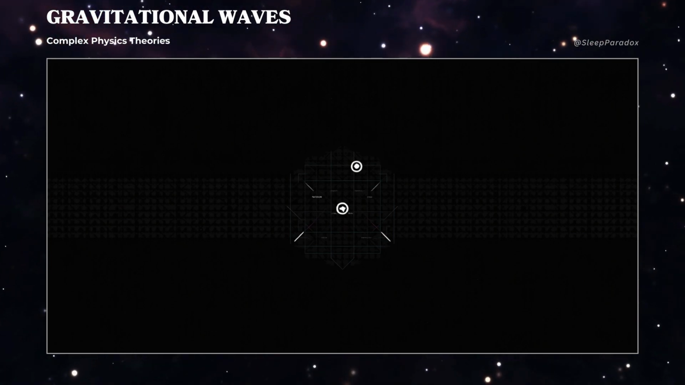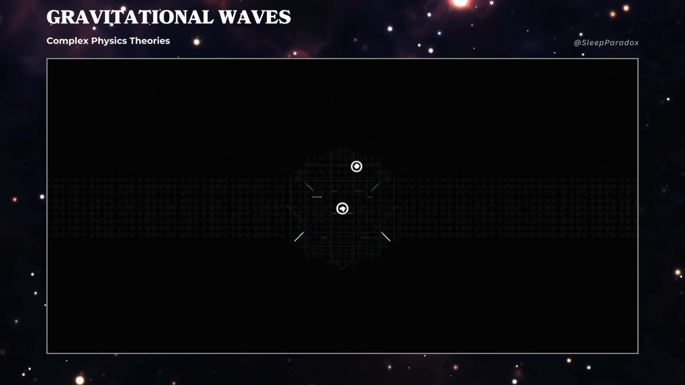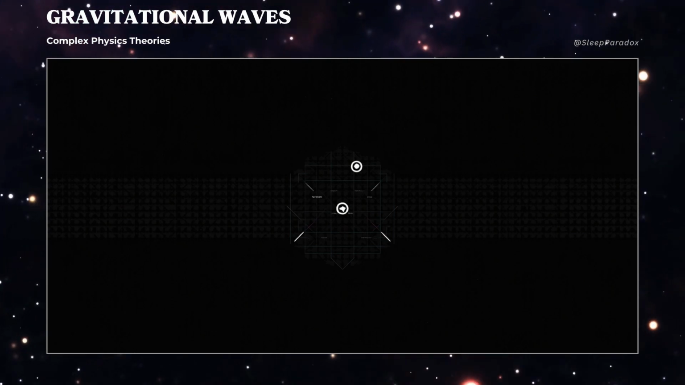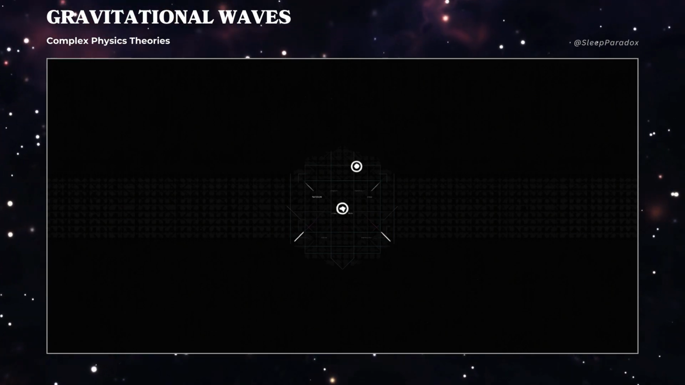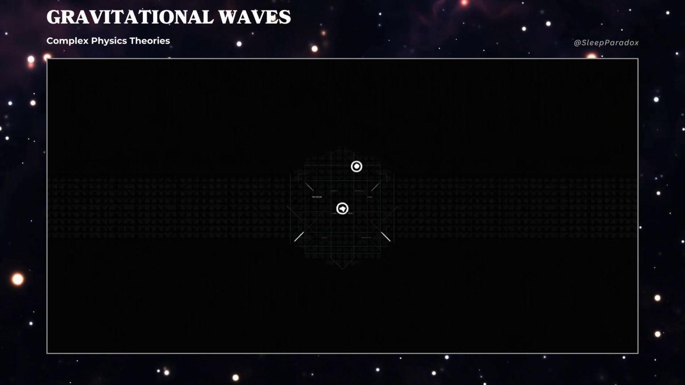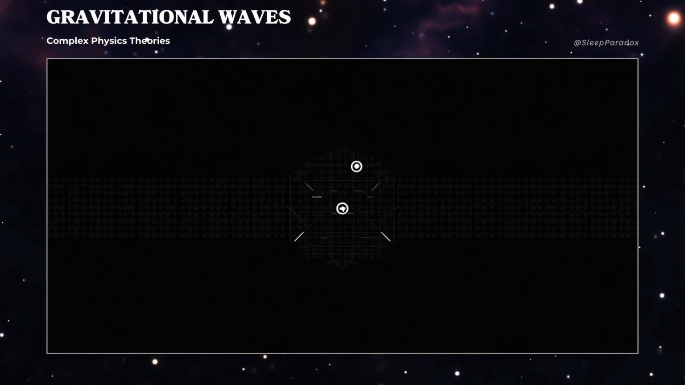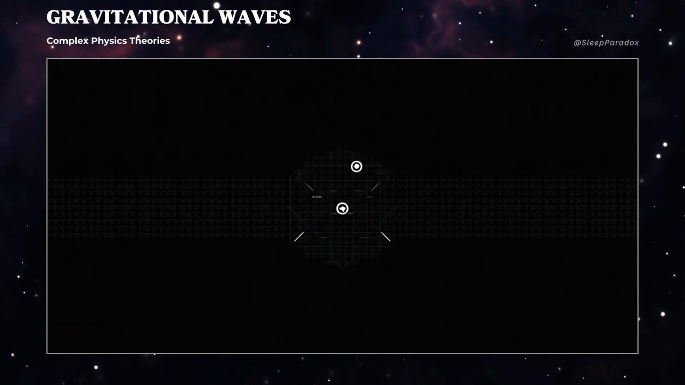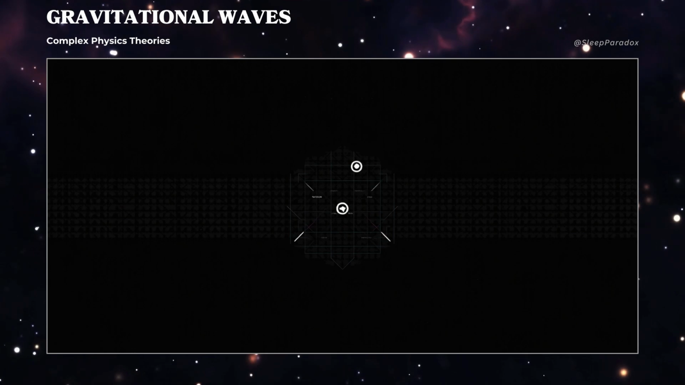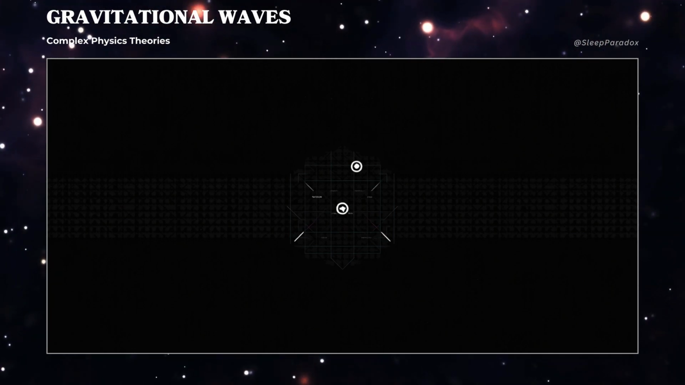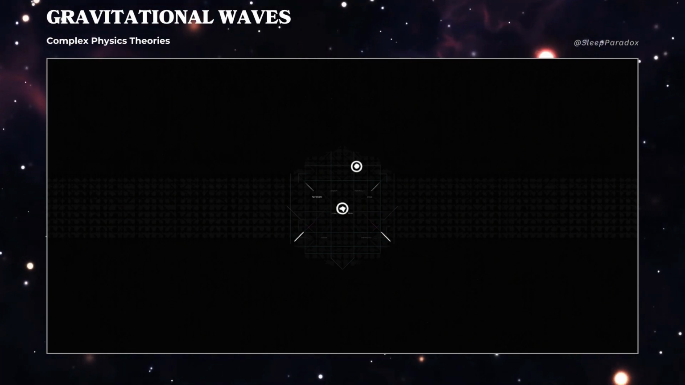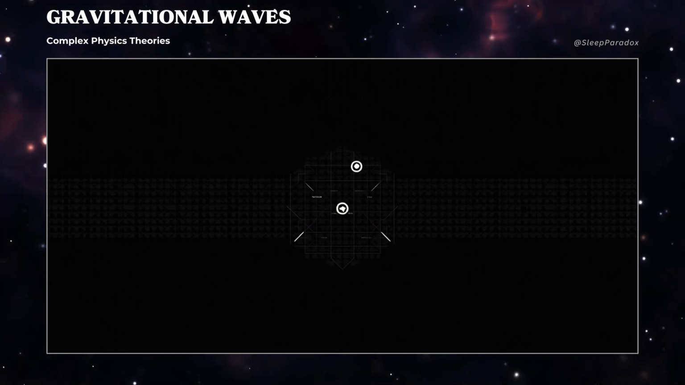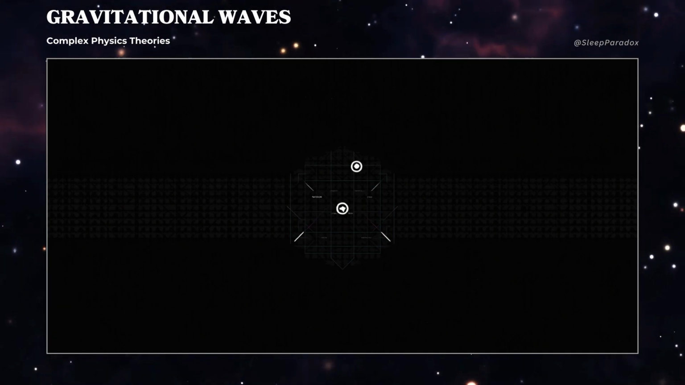There is also hope that gravitational waves could help us understand the early universe. Right after the Big Bang, space-time may have undergone rapid inflation, producing gravitational waves that are still echoing through the cosmos. These primordial waves are incredibly faint, but if we can detect them, they might tell us what happened in the first fraction of a second after time began.